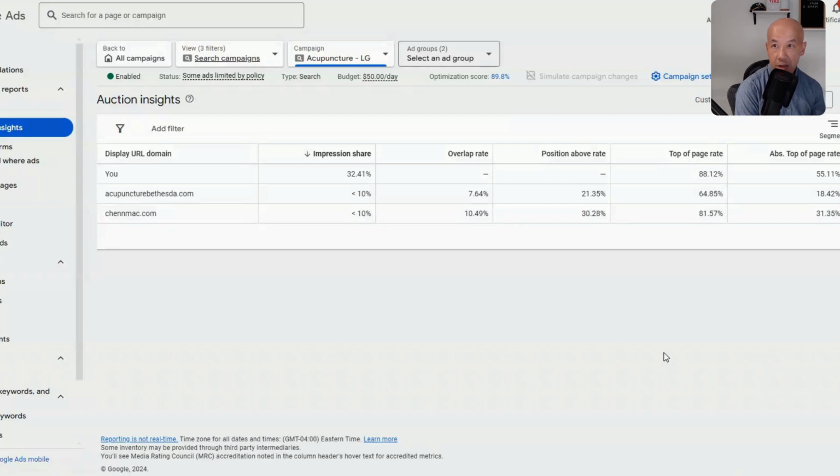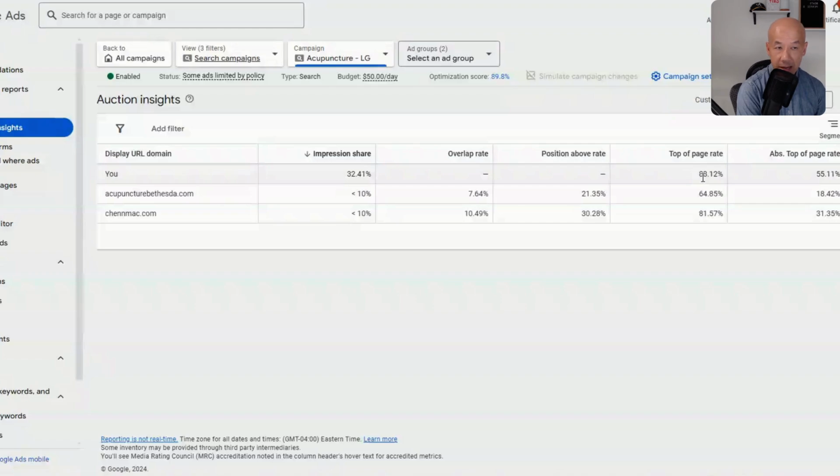Another key tool within the Google Ads dashboard that we use that a lot of people actually aren't aware of is what's referred to as the Auction Insights dashboard. And what this essentially shows is how well your ads are being shown, or how often your ads are being shown relative to your local competitors who are bidding on the same keywords. So as you can see here, our ads are getting a 32% impression share relative to local competitors who are less than 10%. That means our ads are being seen a lot more in front of our potential customers.